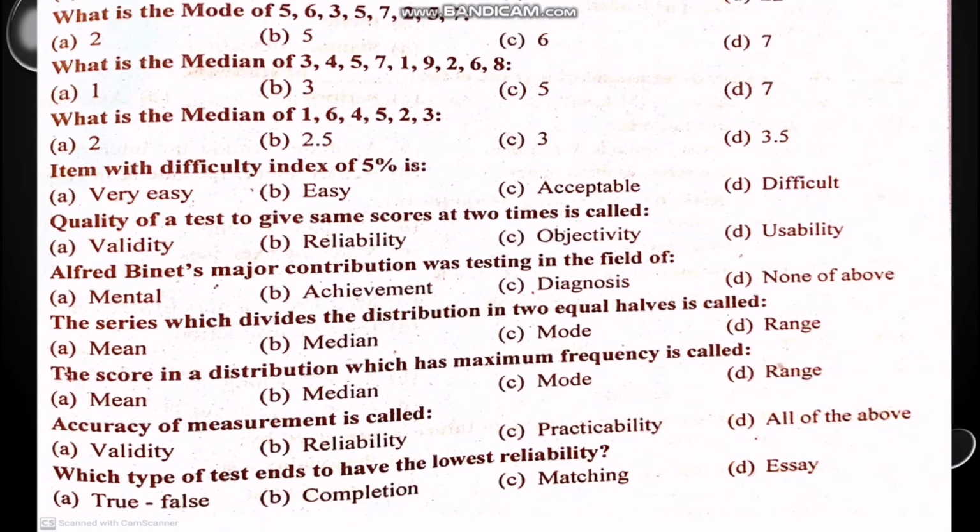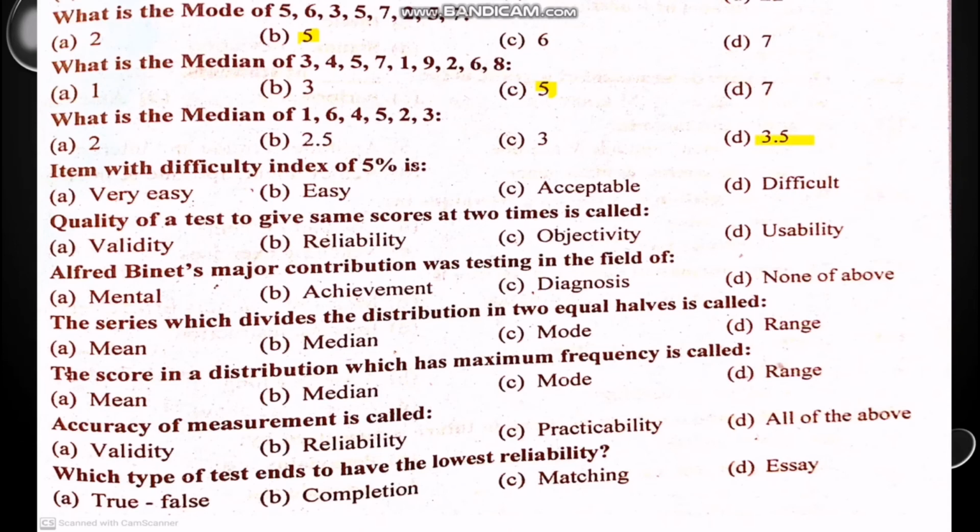What is the mode of 5, 6, 3, 5, 7, 2, 5, 7, 2, 5, 6, 7? So the right option is 5. What is the median of 3, 4, 5, 7, 1, 9, 2, 6, 8? So the right option 1, 3, 5, 7. So the right option is 5. What is the median of 1, 6, 4, 5, 2, 3, 2, 2.5, 3, 3.5? So the right option is 3.5.